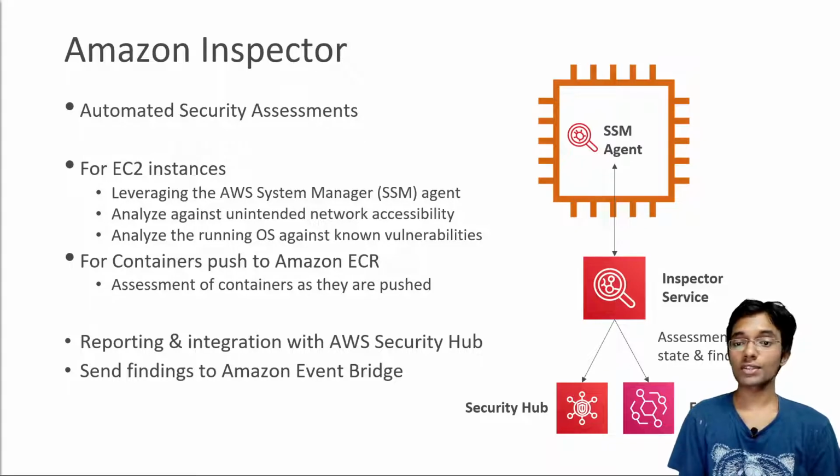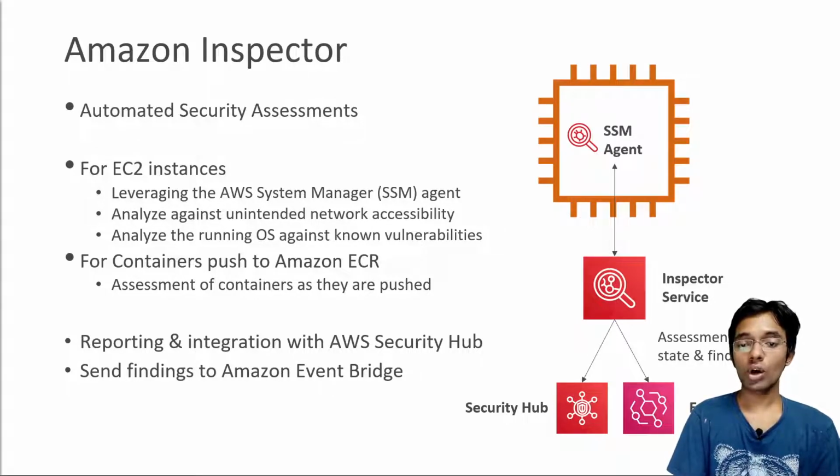Number one is the EC2 instances, and for these EC2 instances, it's going to run in the backend the AWS Systems Manager agent, and then it's going to analyze against unintended network accessibility, number one, and number two, it's going to analyze the running operating system against known vulnerabilities. That means that automatically you are going to detect if you have issues on your EC2 instances.